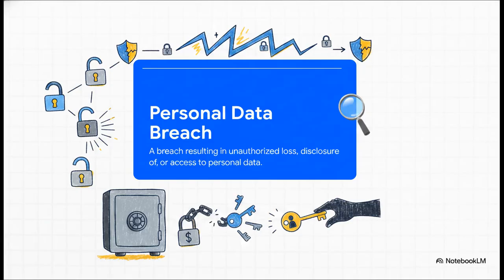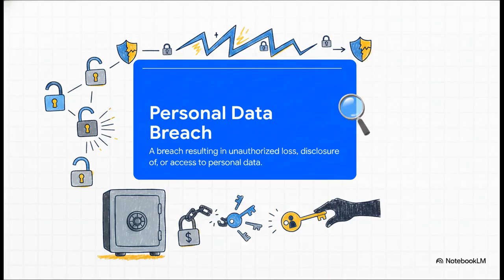Let's look at part 3, the human impact, getting personal. So, what happens when those bad actors actually get into those secure vaults? Well, this becomes a personal data breach. It's an incident resulting in the unauthorized access or loss of personal data, basically information that relates to an identified or identifiable living individual.